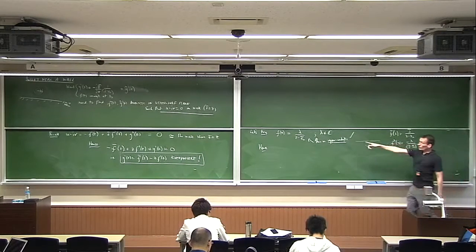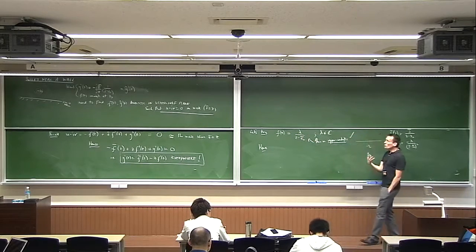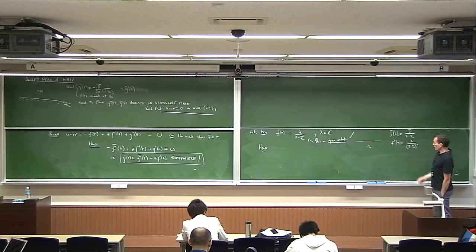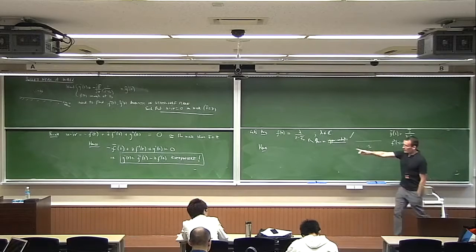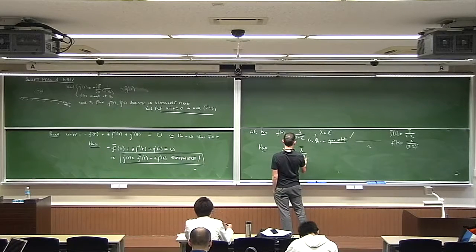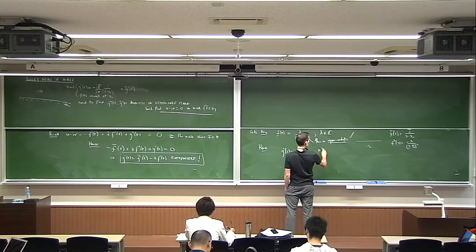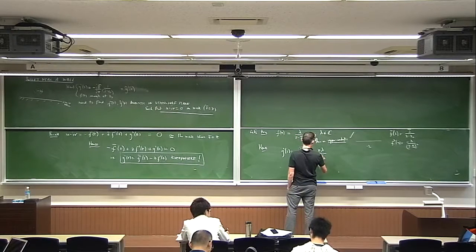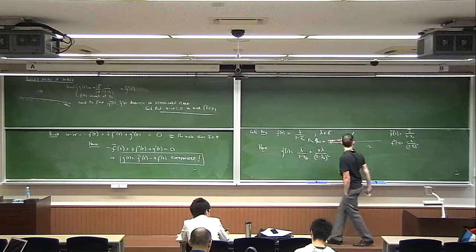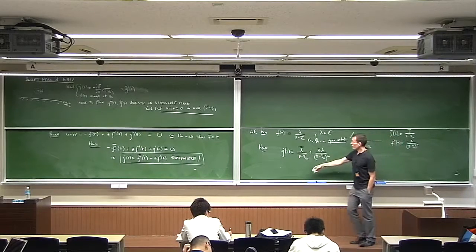See? It was Z naught bar, and I conjugate that, I get Z naught. It was lambda, I conjugate that, I get lambda bar. That's the Schwarz conjugate of F. So if I now substitute these into that, this minus sign cancels with that minus sign to give me a plus.